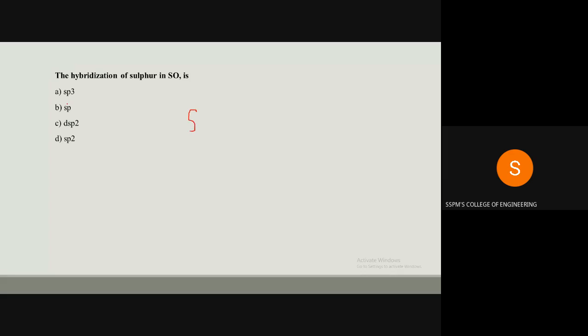SO means S double bond O, so it has double bond character. sp hybridization is for triple bond character, when any bond is triple bonded. So there are sp, sp2 and sp3. How can you identify? sp2 means double bond, sp3 means single bond, and sp means triple bond.